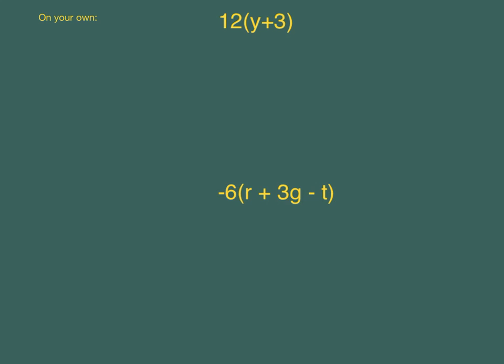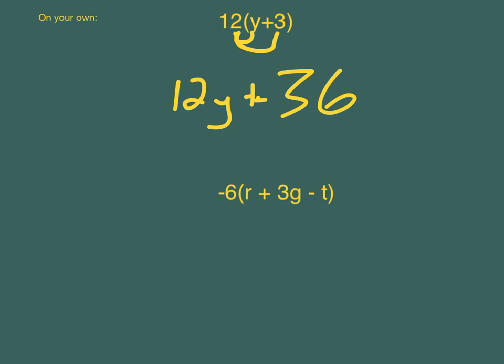All right, if you used the distributive property correctly, you would have got 12 times the y, which would give you 12y, plus 12 times the 3, which would give you 36. And then you're done. That's it. That's all you have to do.